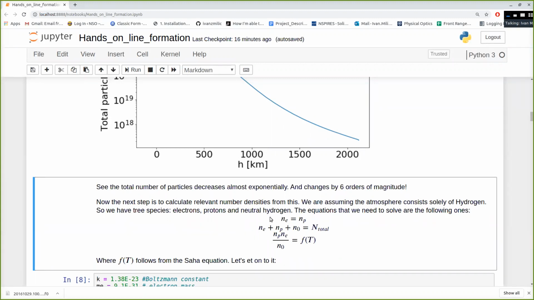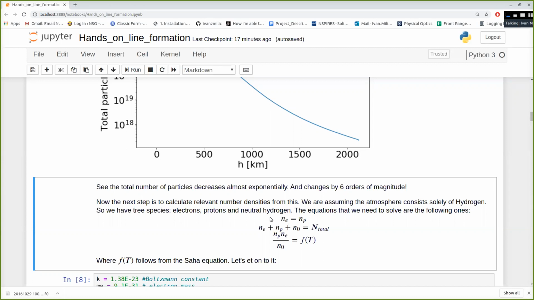So first of all, we have hydrogen only. So the number of electrons needs to be equal to the number of protons because plasma is neutral on average. And then the sum of all these particle densities needs to be equal to the total particle density. And these are two equations. The third equation is basically the Saha equation, which relates the densities of protons, electrons, and neutral hydrogen through some function of temperature. And this is where we get to the nonlinear problem. So that is already for hydrogen only, the problem is nonlinear.